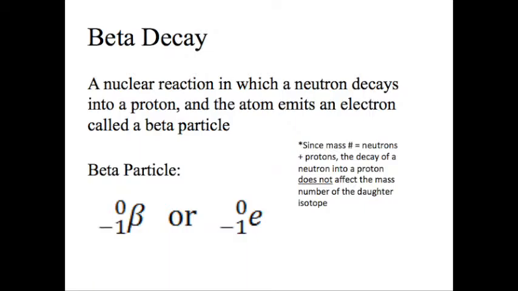Beta decay is when a neutron decays into a proton and the atom then emits an electron called a beta particle. A beta particle is written in isotope notation with a -1 proton number and 0 mass number with either an e or the Greek letter beta.